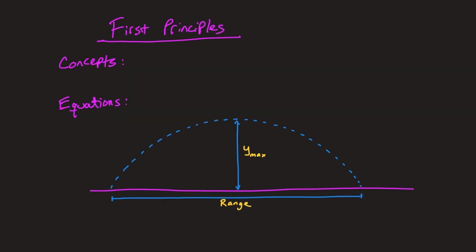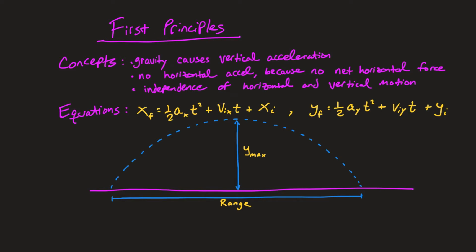All right, so let's turn to first principles. What are the major concepts and equations that apply to this physical system? Pause the video and list out those ideas as best you can, and then we'll take a look. All right, so I've listed some things out here, similar concepts to what we've seen before. We see that gravity causes the vertical acceleration. There's no horizontal acceleration at all because there's no net horizontal force. Again, we're ignoring air resistance here.